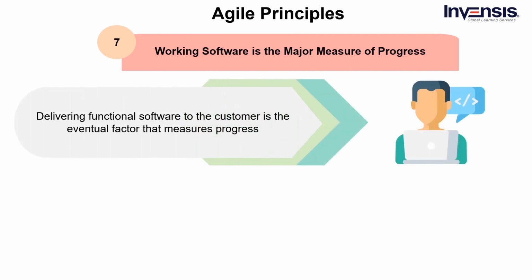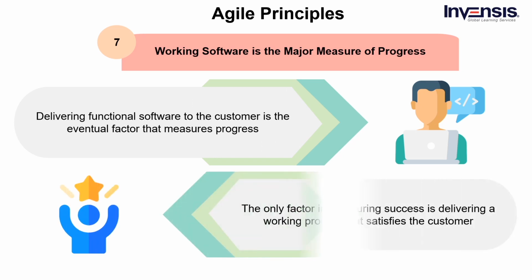Working software is the major measure of progress. Delivering functional software to the customer is the eventual factor that measures progress. The only factor in measuring success is delivering a working product that satisfies the customer. Before Agile, there were several measures of success, resulting in a drop in the quality of the final product.